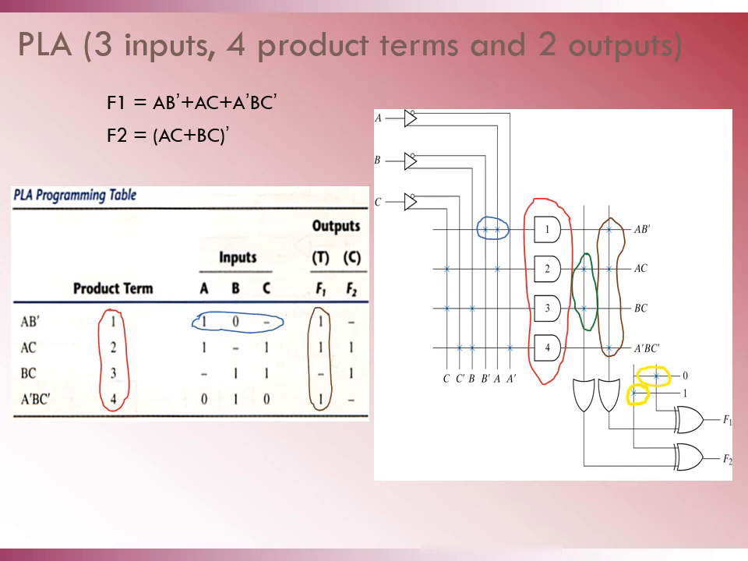The function F1 is deriving its input from the product terms number 1, 2 and 4. That is why the third product term has been left vacant for F1. Whereas for F2, since it is coming in the complemented form, the product terms AC and BC are shown for F2 but in the column for C. This gives us an idea of PLA implementation for SOP expressions.